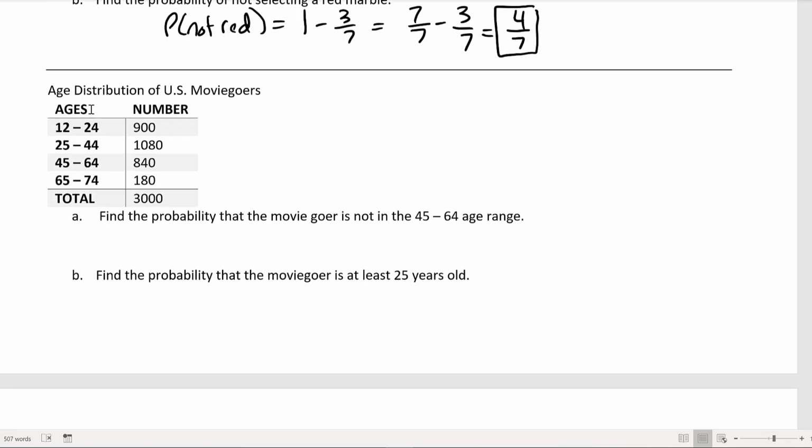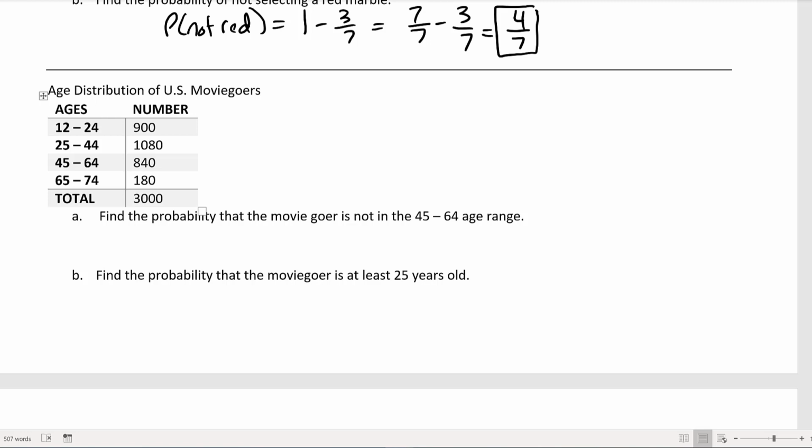Our next problem has the age distribution of U.S. moviegoers. So we have between the ages of 12 and 24, we have 900 from our survey. The ages between 25 and 44 is 1,080. Between the ages of 45 and 64 is 840. And then 65 to 74 is 180 from this particular survey, okay? So find the probability that the moviegoer is not in the age category of 45 to 64.